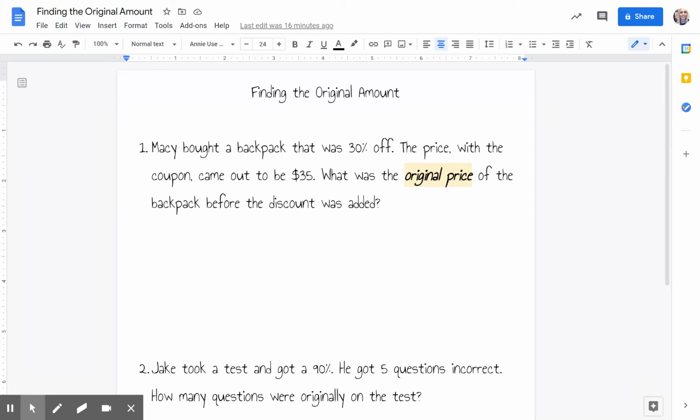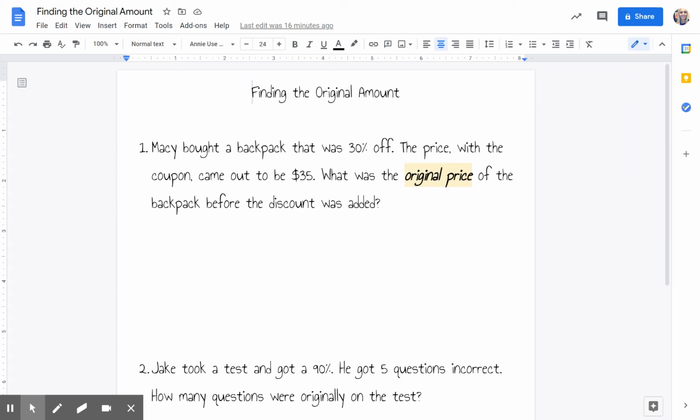Okay, this is the last part of percents that we kind of need to cover. So we're going to be trying to find the original amount. That's going to look a little bit different than what we are used to. So let's read the first one and then we'll walk through how to solve it.